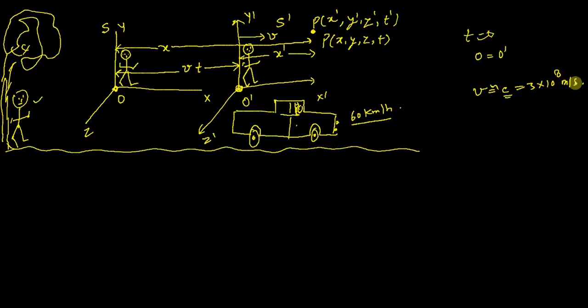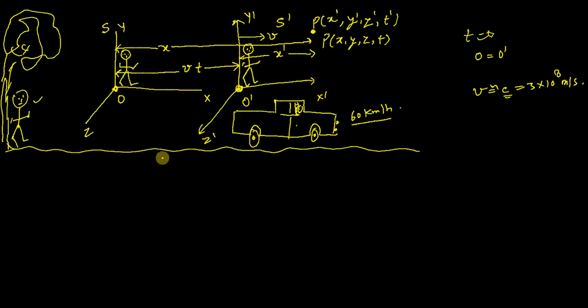So what basically is the observation of O prime for this event, and what is the observation of this observer O for this event, right? We have to find out that solution, what basically they are observing. And to make it more simple further, what is my purpose here, right?